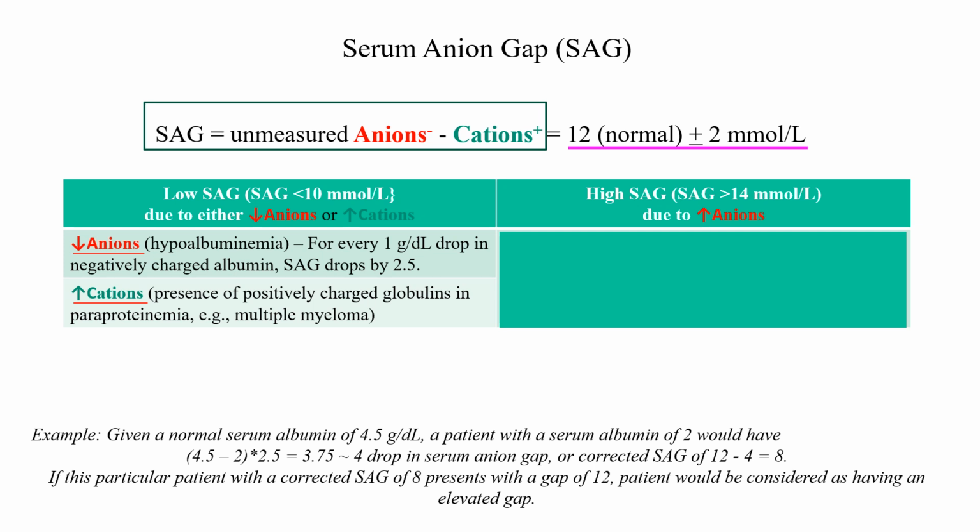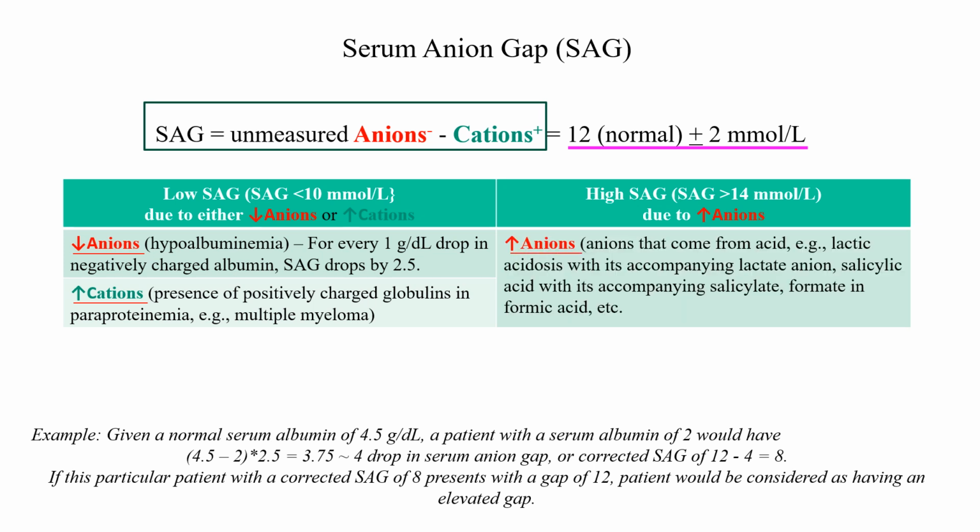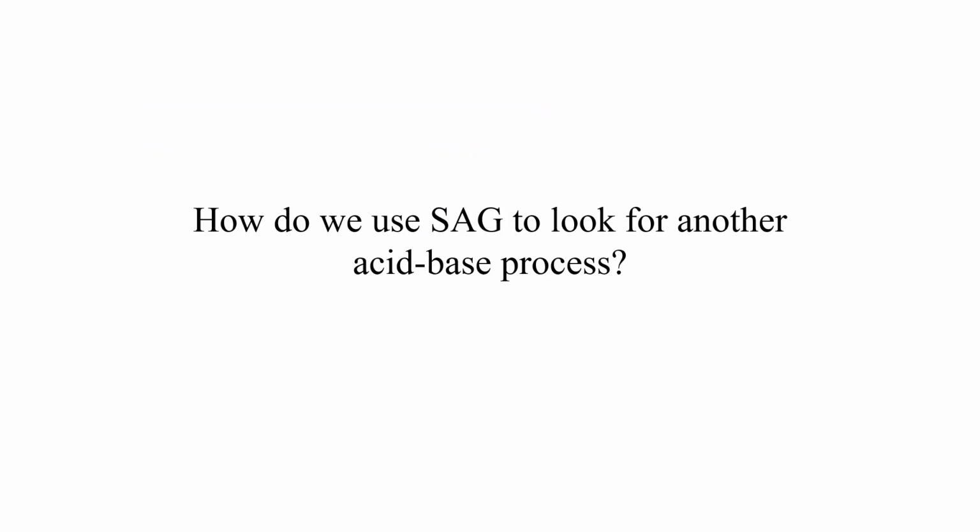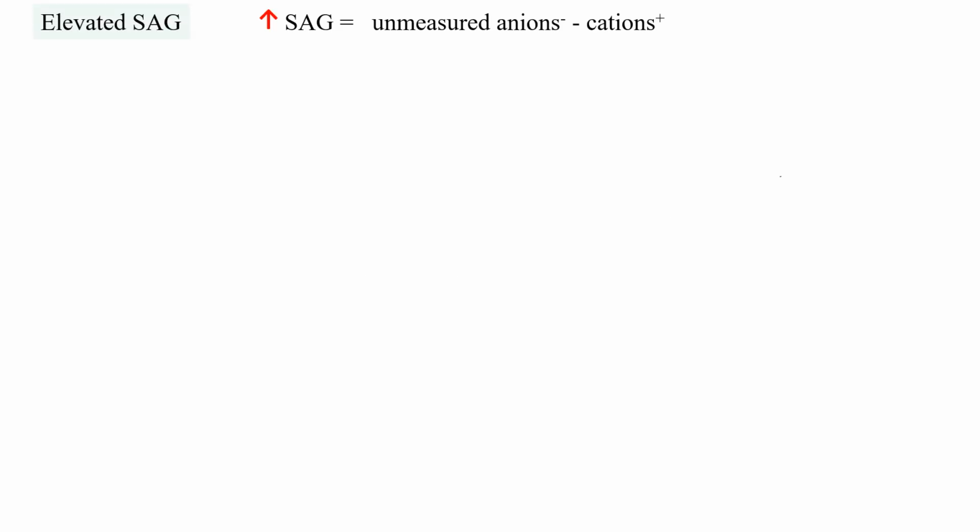Some patients can have an elevated serum anion gap from a metabolic acidosis where the acid is accompanied by an anion, such as lactate with lactic acidosis, salicylate with salicylic acid, etc. So how do we use serum anion gap to look for another acid-base process? When we see an elevated serum anion gap, we can generally assume that there is a metabolic acidosis where the accompanying anion causes the increase in serum anion gap.